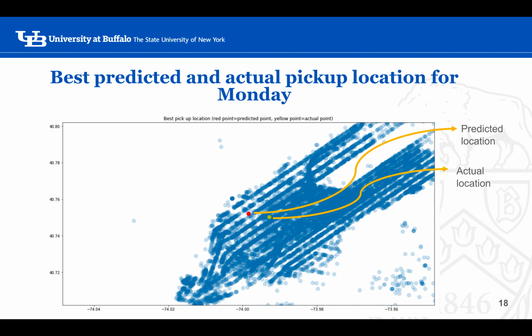The next plot shows best predicted and actual pickup location. The red dot shows the best predicted location and the yellow dot shows the actual location. We observe that the best pickup location for weekdays is centered in and around Manhattan, whereas on weekends the best pickup location is centered around New Jersey.